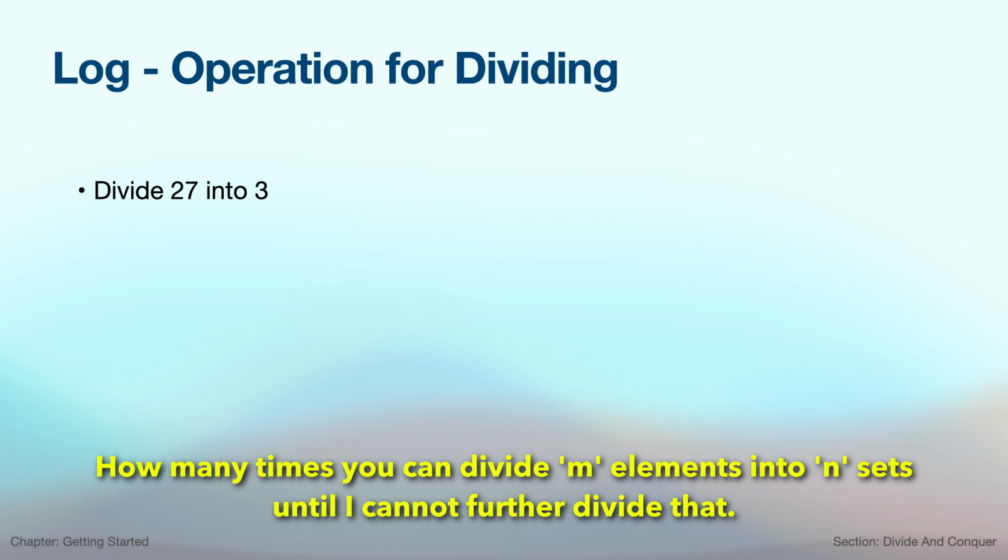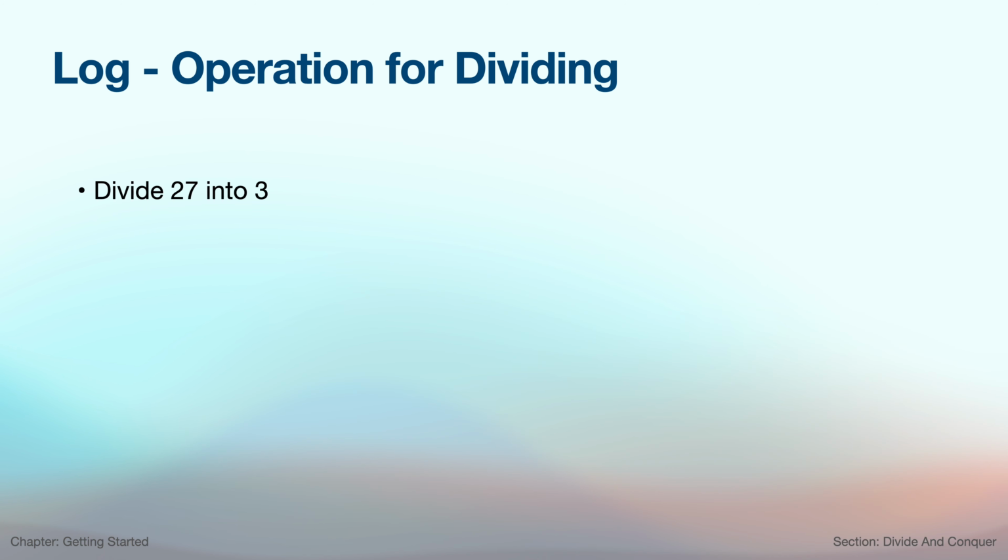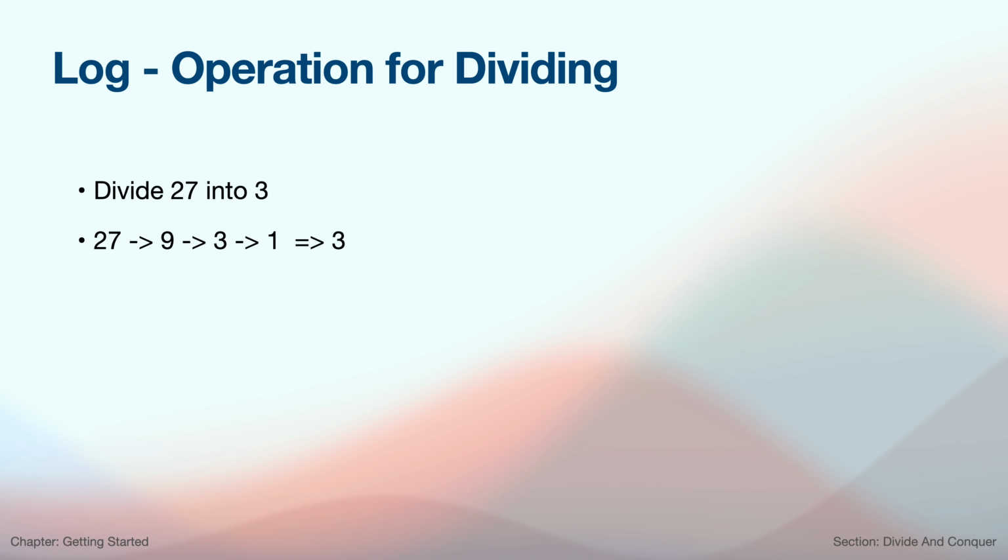So let's say I want to divide 27 into 3 sets and I want to know how many times I can keep dividing. The first time I divide 27, it becomes 9 in each set. I have 3 sets and each set has 9 elements. Further, I divide all the 3 sets into 3, so I'll have 9 sets of 3 elements each. Then I divide everything into 3. Now I will have 1 element in a set.